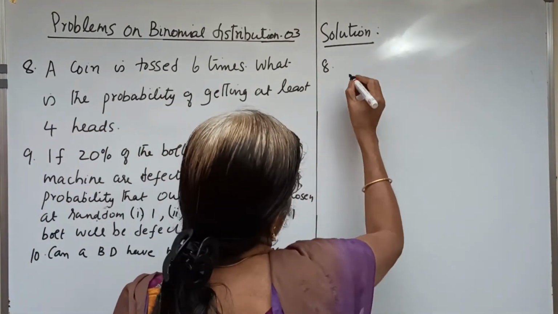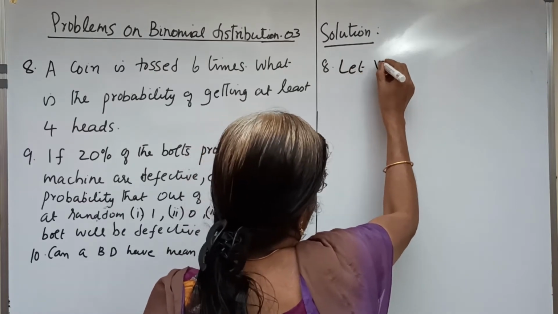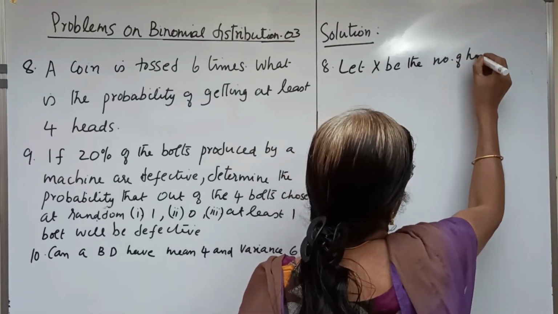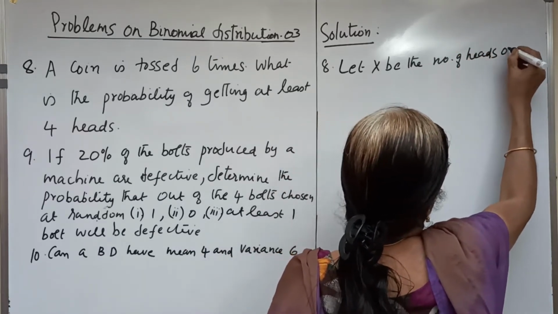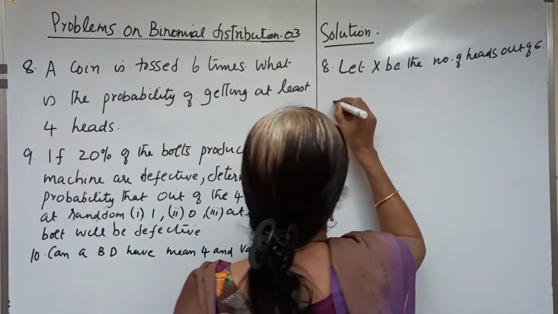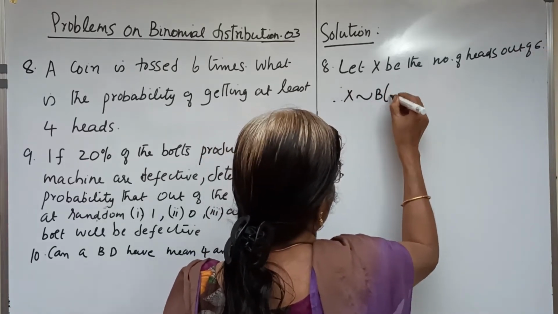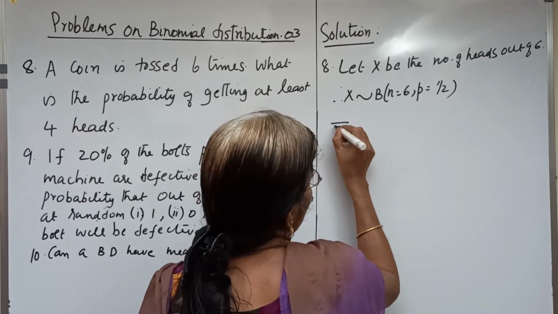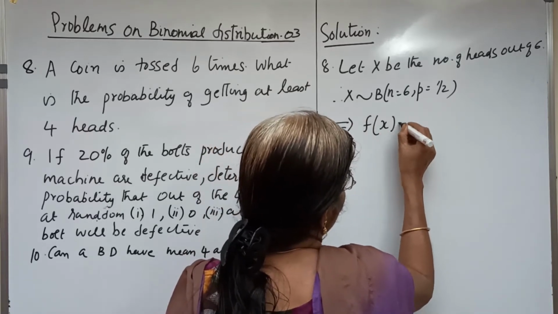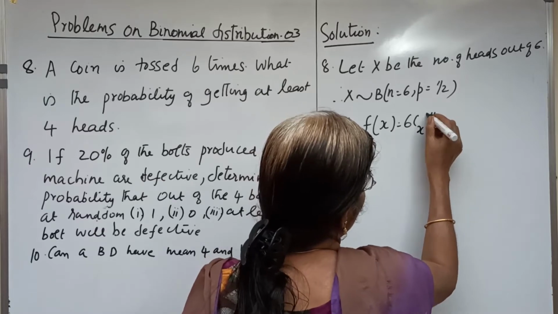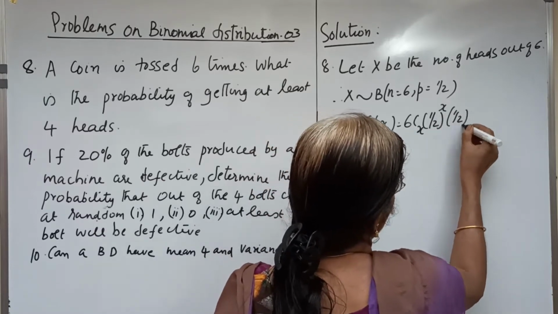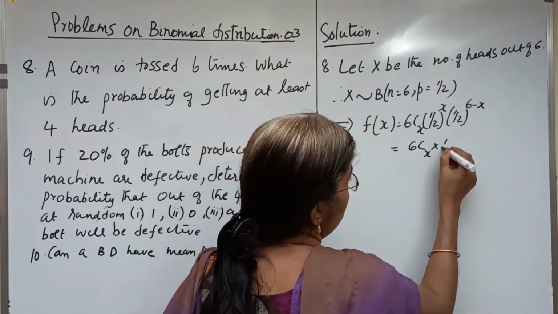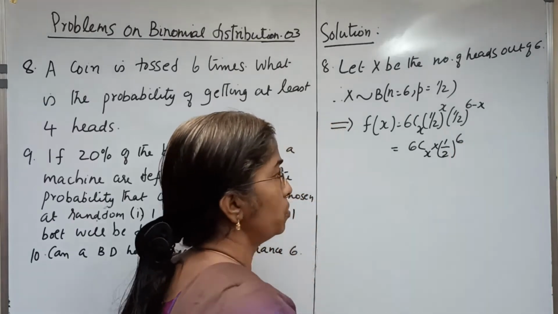Okay. So, let x be the number of heads out of 6. Therefore, x follows binomial n equal to 6, p equal to 1 by 2. Okay. Implies f of x equal to 6Cx into 1 by 2 raised to x into 1 by 2 raised to 6 minus x, equal to 6Cx into 1 by 2 raised to 6.